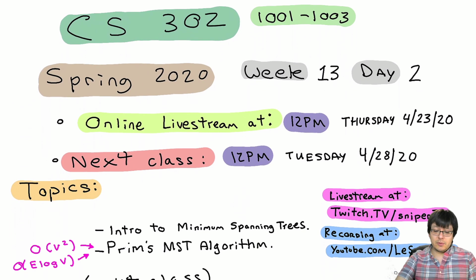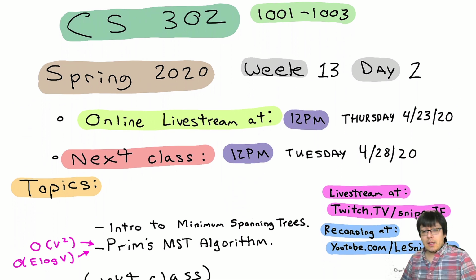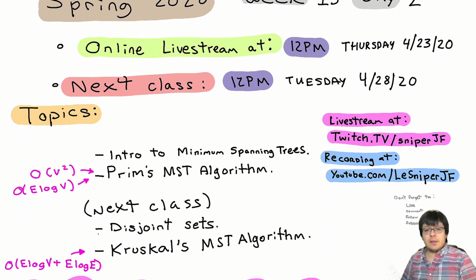Okay, so here we go. This is week 13, day 2, and today we're going to be talking about minimum spanning trees. Specifically, we're going to be talking about Prim's minimum spanning tree algorithm after I give you a brief introduction into what a minimum spanning tree is. After that, next class, we will be talking about disjoint sets, which are used in the other algorithm that you will learn for minimum spanning trees, which is Kruskal's minimum spanning tree algorithm.